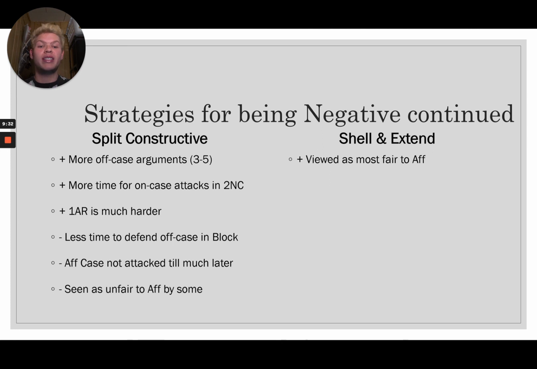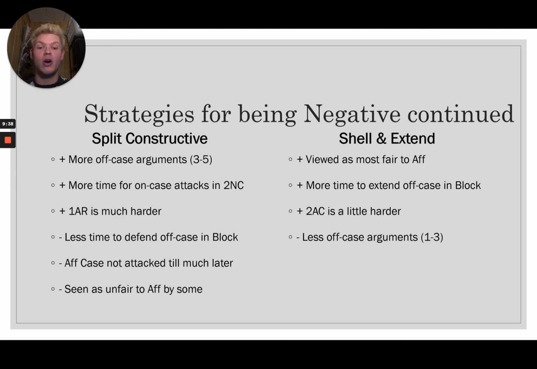Whereas the shell and extend strategy is viewed as the most fair to the affirmative. You get more time to extend off-case in the block, and the 2AC is a little harder. But the downsides are you have less off-case arguments, usually only have time for 1 to 3. There's less time for on-case attacks, and the 1AR is much easier.